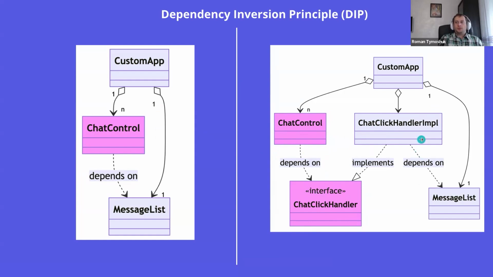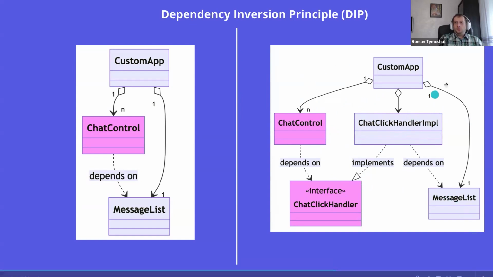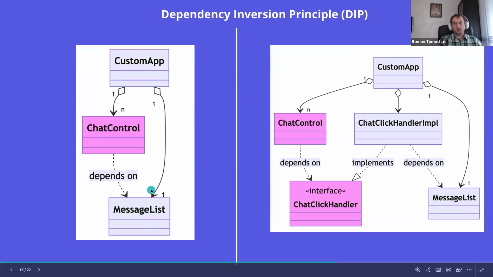From the other part, we are providing the concrete implementation for this click handler. So this one depends on the abstraction. Here we can implement the click handler and even provide multiple implementations if needed. So chat control depends on the interface. We have a separate click handler, which may depend on message list. In our case, it's needed. And here we are following the dependency inversion principle. So we depend on an abstraction instead of the concrete message list class.